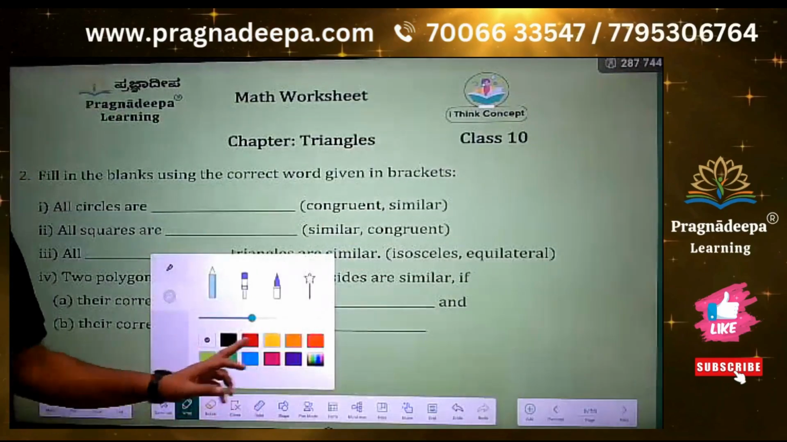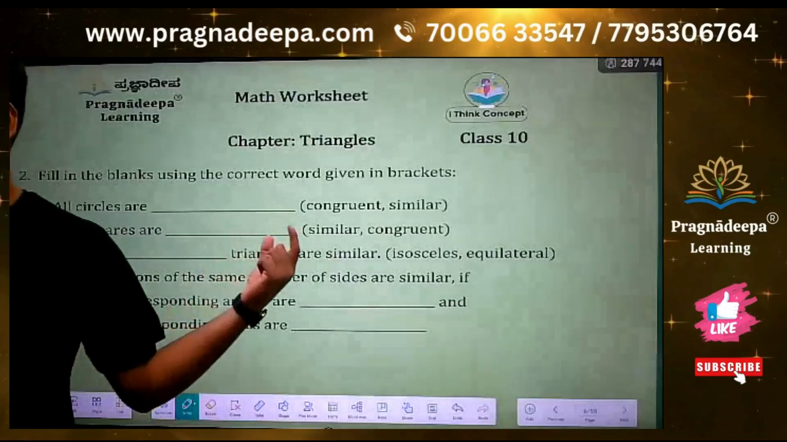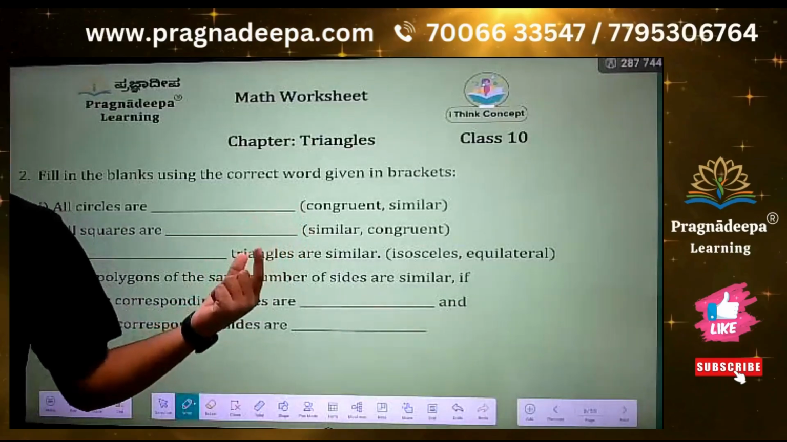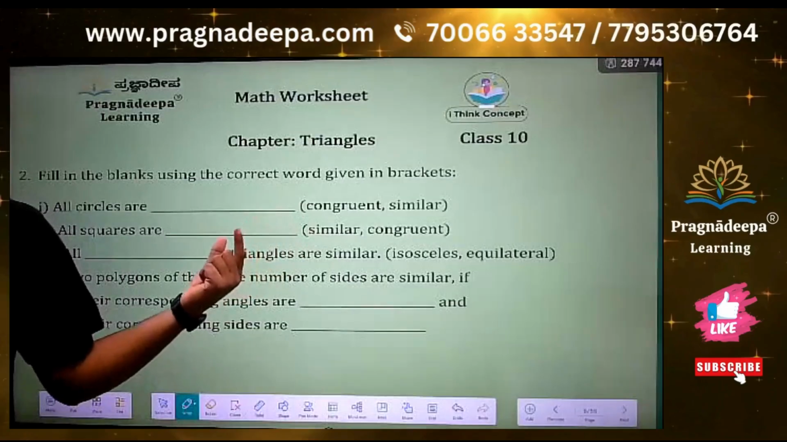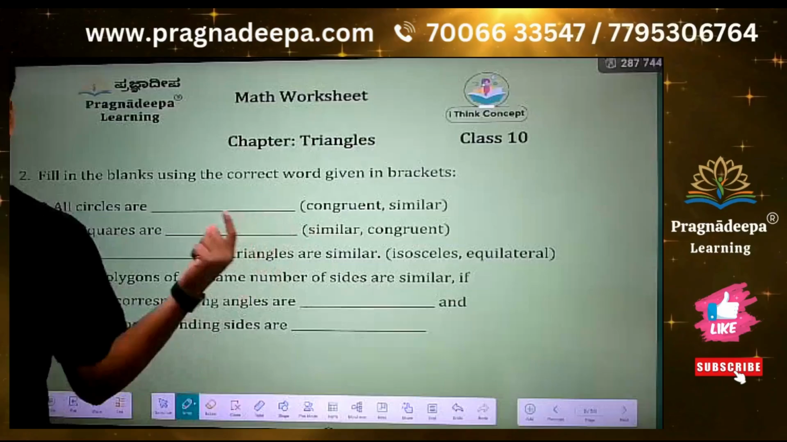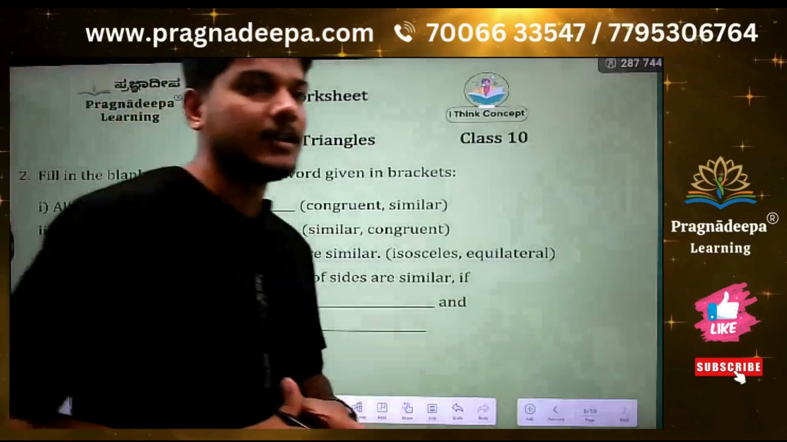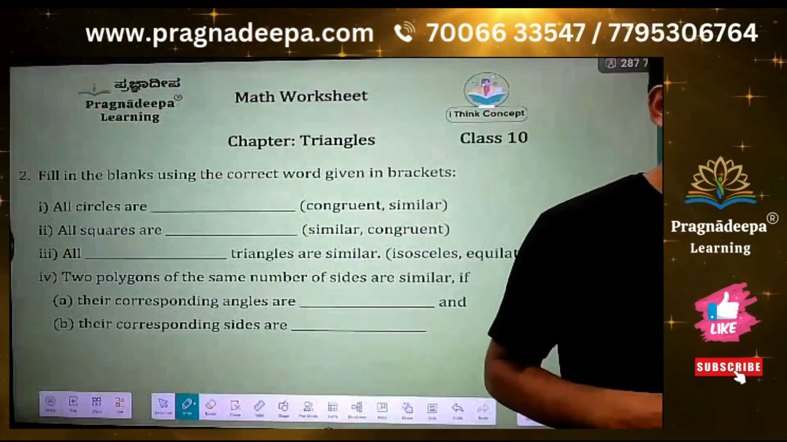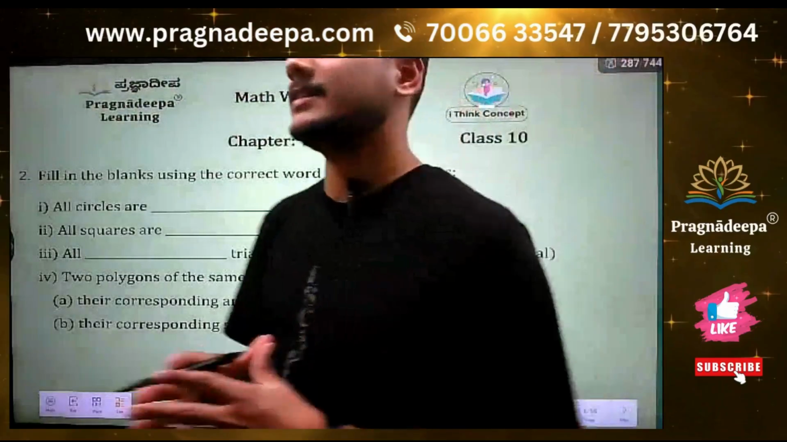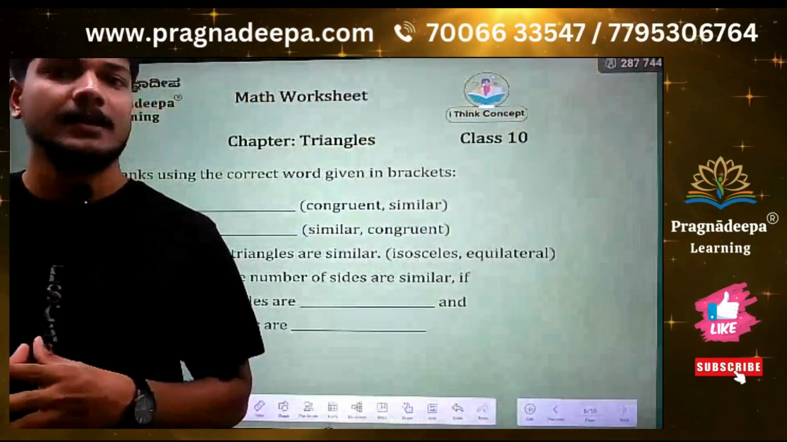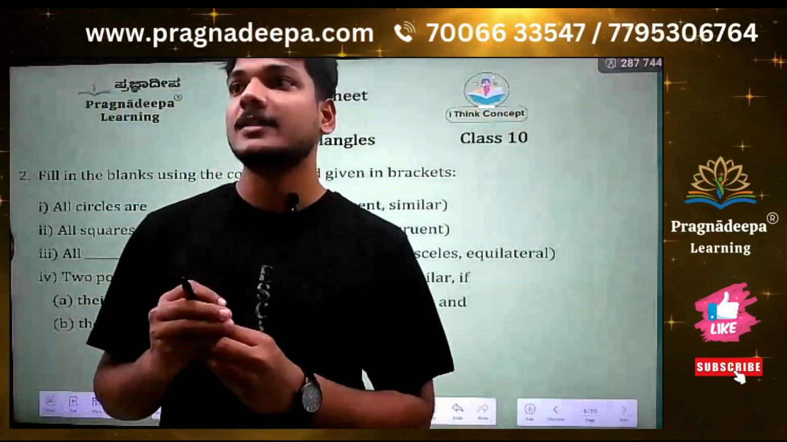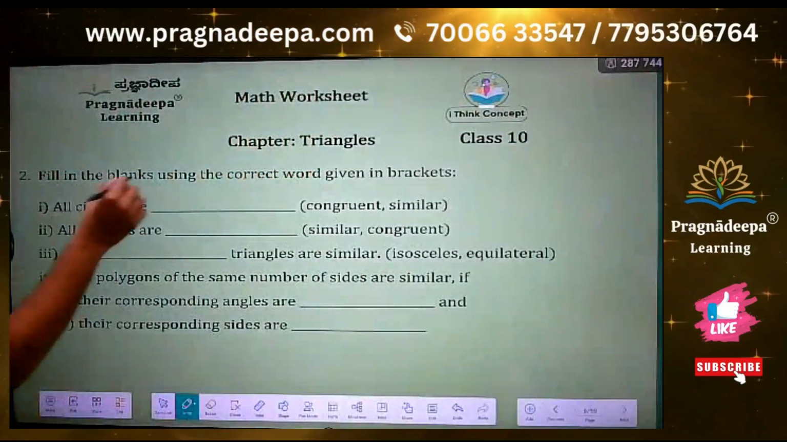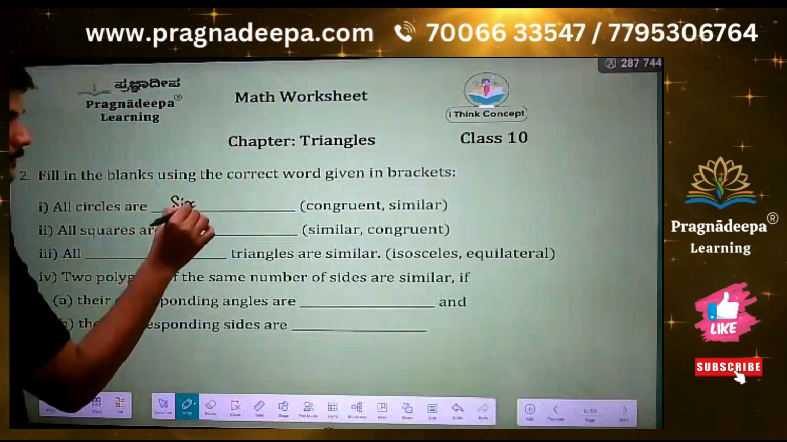Similar. Why? All congruent figures are similar. So all circles, for example a circle with 3 cm and a circle with 4 cm, are similar, not congruent. Right? So therefore, all circles are just similar.